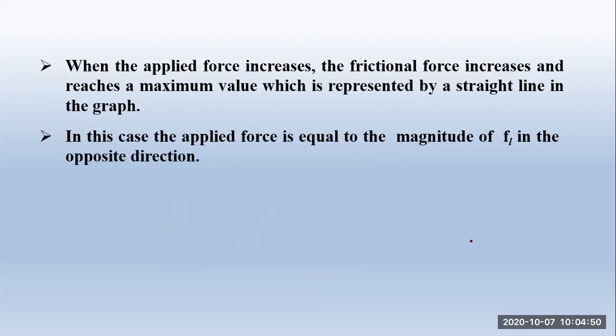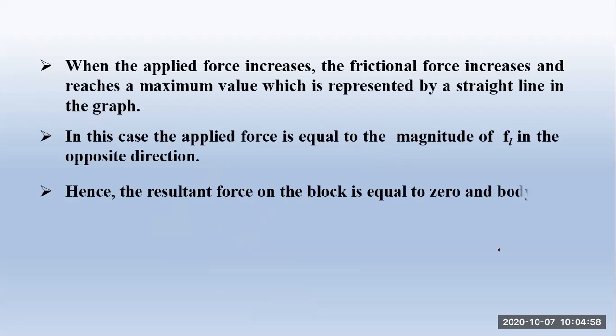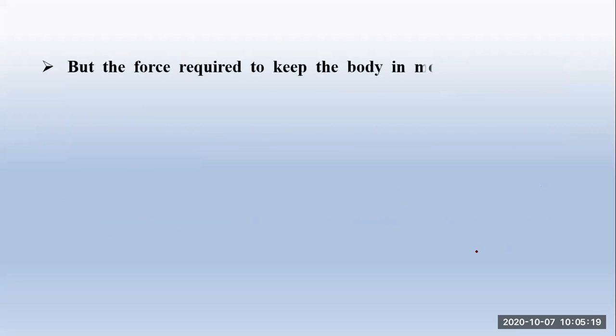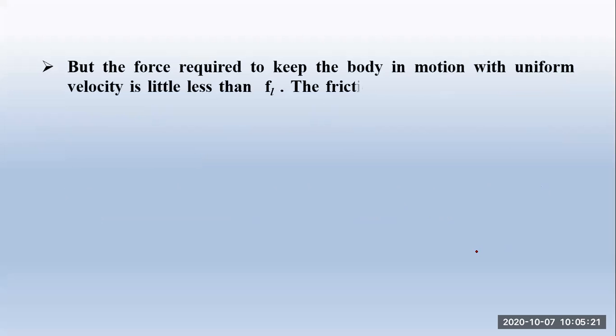Okay. In this case, the applied force is equal in magnitude to FL in the opposite direction. FL means the static friction. Hence, the resultant force on the block is 0. We should write Fs, the static friction, not FL. FL is used for the limiting value, the maximum value. Okay. So this we should write as Fs. When applied force crosses the limiting value, the body starts sliding. But the force required to keep the body in motion with uniform velocity is a little less than FL.